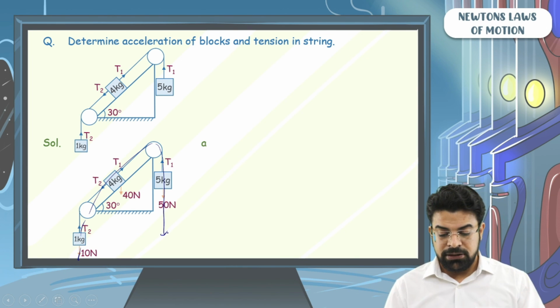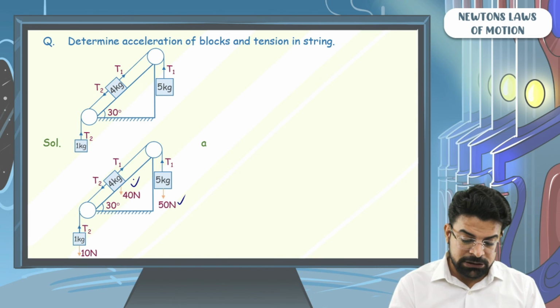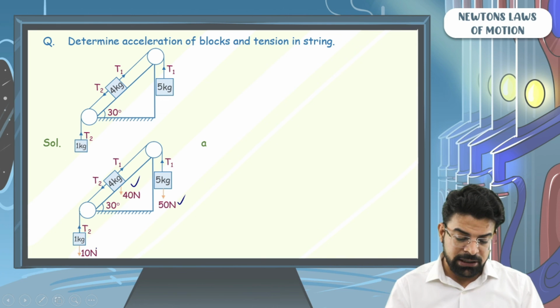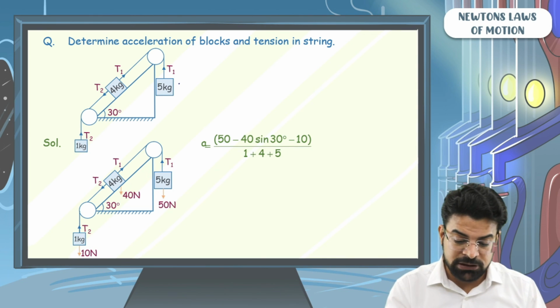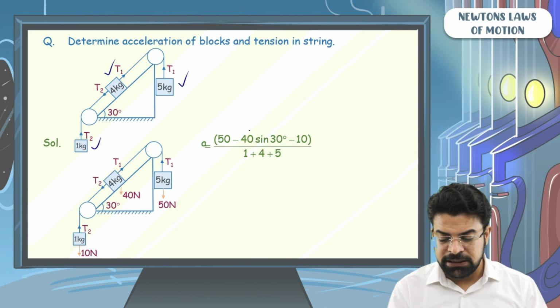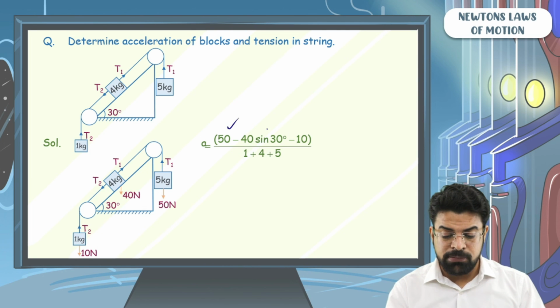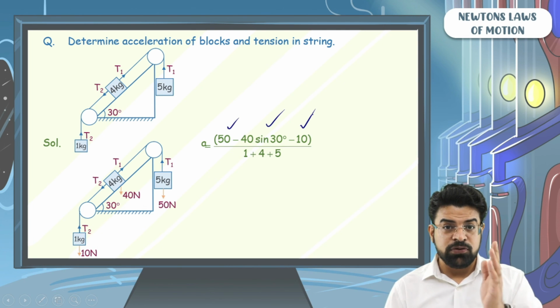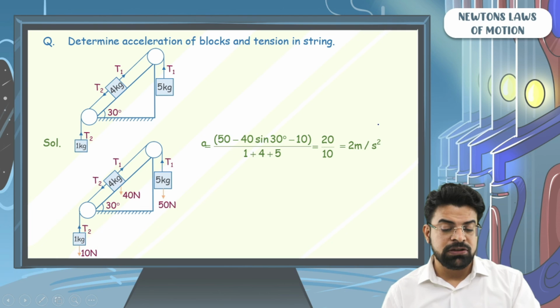You will say that the acceleration will be equal to 50 minus 40 sin 30 minus 10, upon the overall mass of the system, which is 5 kg plus 4 kg plus 1 kg, so the denominator is 10 kg. Sin 30 is half, so this 40 sin 30 becomes 20. 50 minus 20 minus 10 gives you 50 minus 30, which is 20. So you get 20 by 10, which is 2 meter per second square. So this is the acceleration.